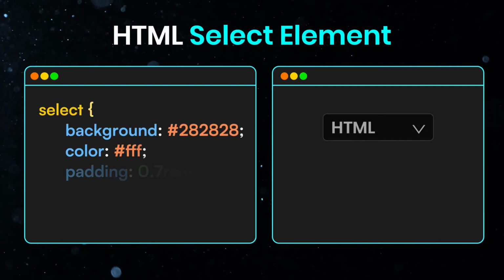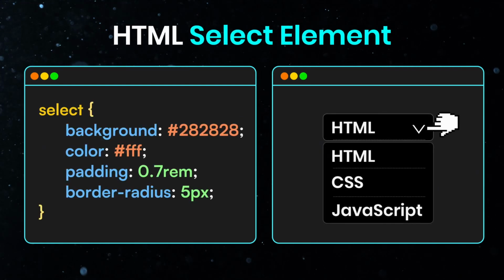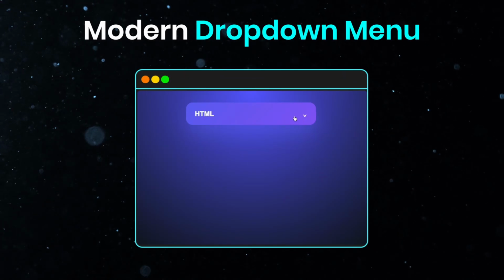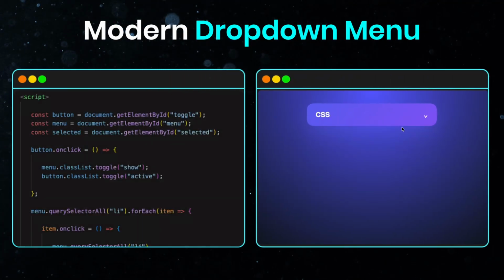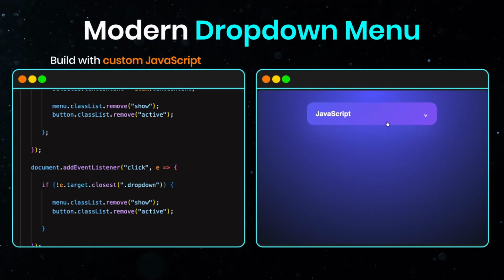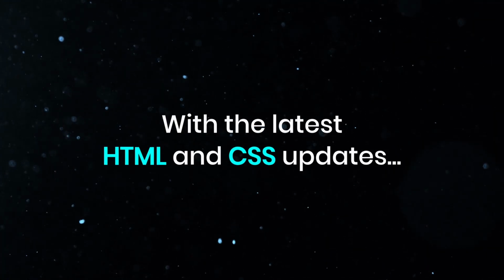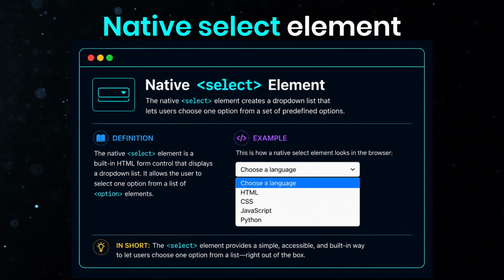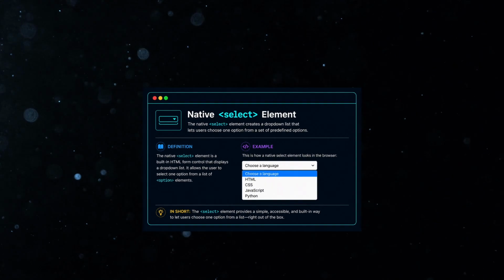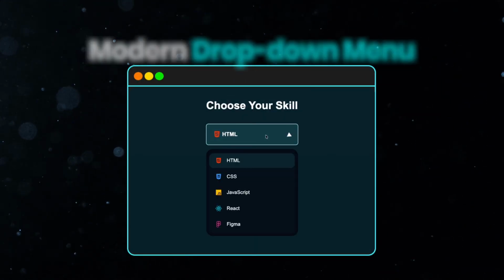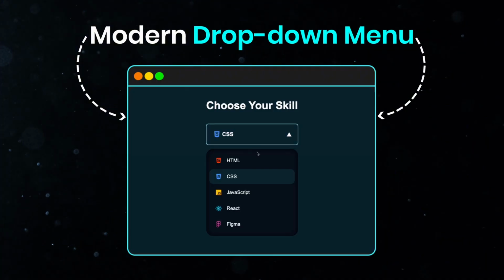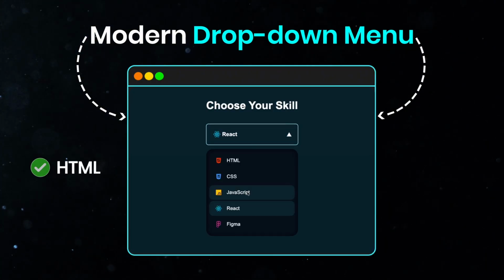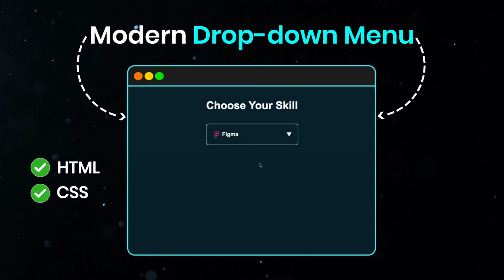Styling the HTML select element used to be frustrating. If you wanted a modern-looking drop-down, you usually had to build a custom one with JavaScript. Not anymore. With the latest HTML and CSS updates, the native select element is more powerful and customizable than ever. In this video, you'll learn how to build a beautiful, fully customizable select dropdown with modern HTML and CSS. No JavaScript required. Let's get started.